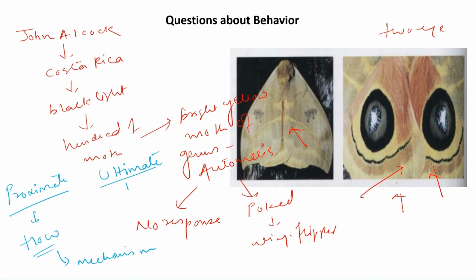Ultimate means the questions that are why questions. Why questions give us evolutionary reasons, like what is the need, what benefit the moth will get if it flips its wing, what is the evolutionary basis of that wing flipping, why the moth flipped its wing, is there any evolutionary reason behind that, that it provides some benefit to the moth? So these why questions come under ultimate causation.